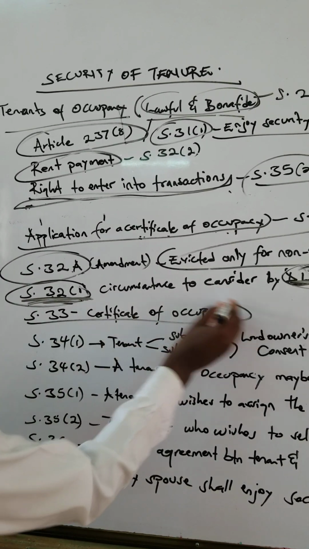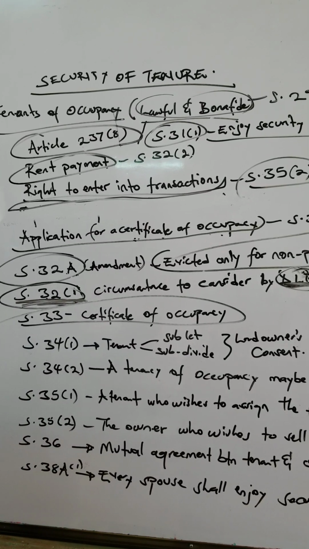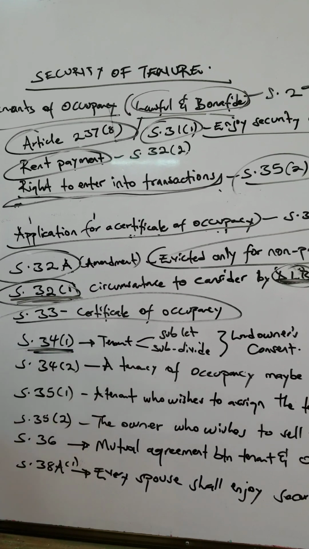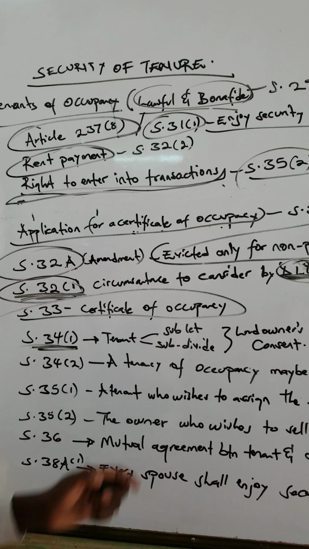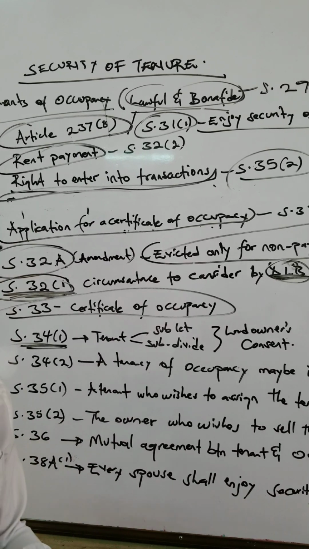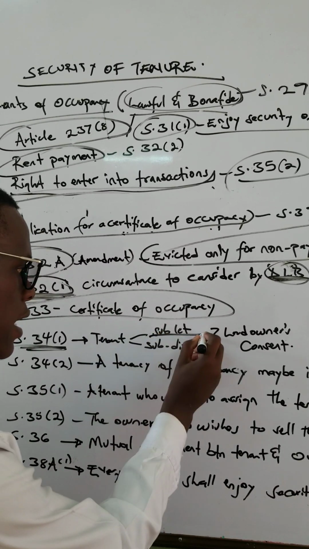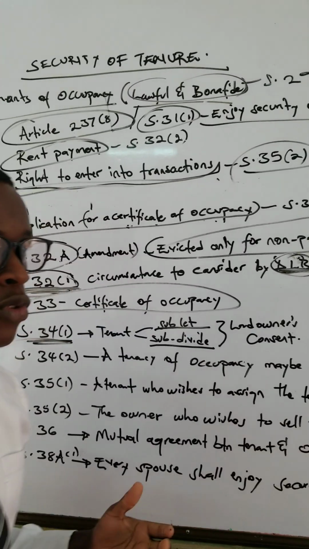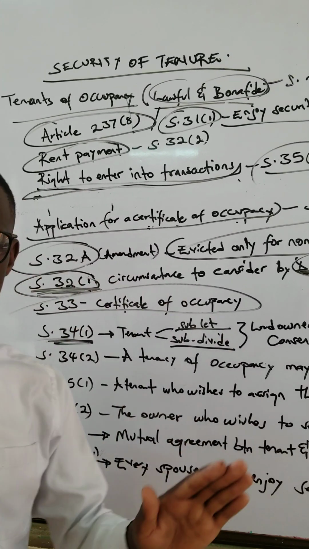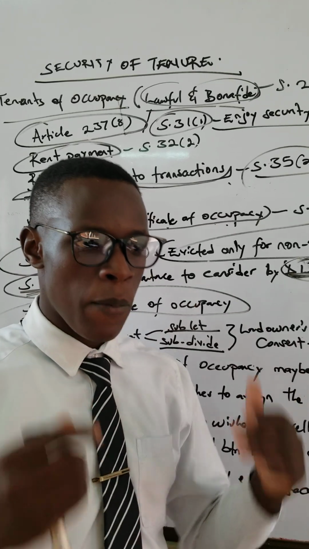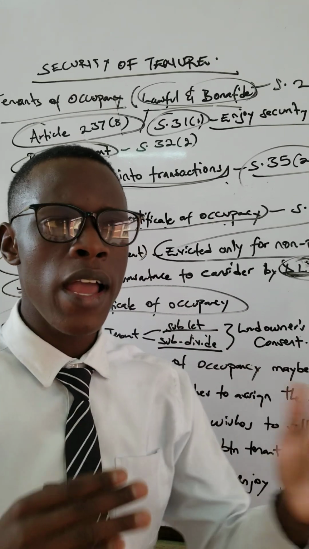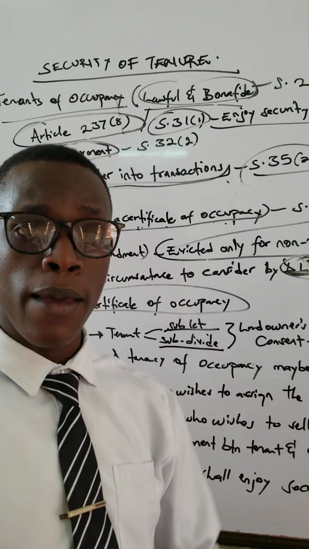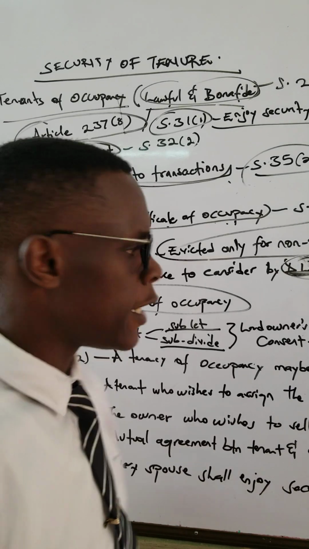So we have seen section 33 talks about the certificate of occupancy. So when we go to section 34, subsection 1, it talks that a tenant by occupancy can sublet, can subdivide his property, however much he is not the registered proprietor. All these things are portraying that he has security of tenure. He can do anything he wants on the piece of what? On the piece of land.